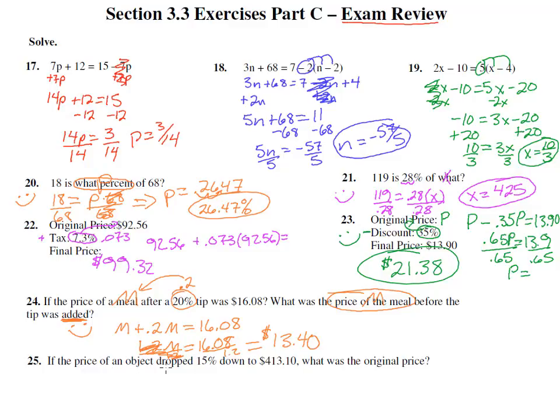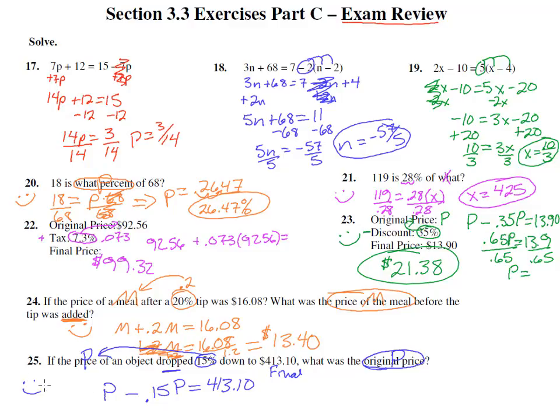If the price of an object dropped, that's subtraction, 15% of that price, always percents are of something, down to 413.10, this is the final. What was the original price? We don't know the original one, we're going to have to go backwards, so let's pick a variable, like p. So if the price of an object drops down 15%, 0.15 of, percents are always of the original price, and it equals 413.10. There we go.